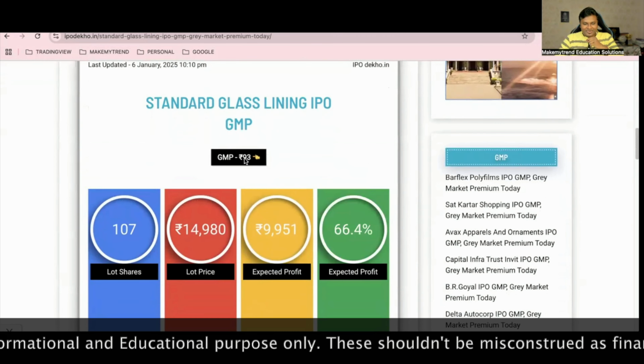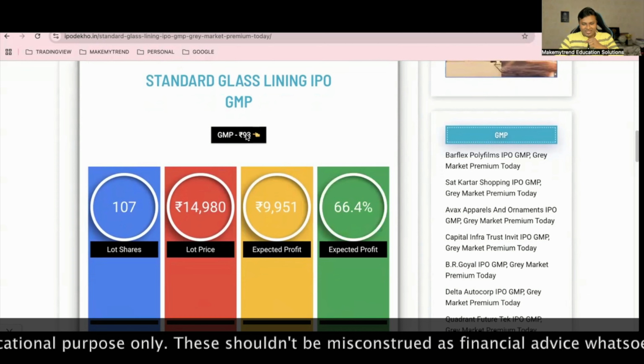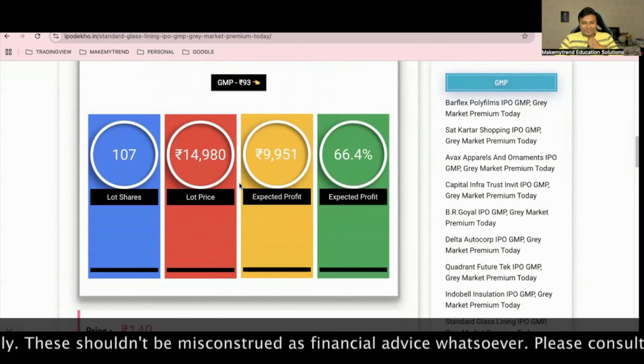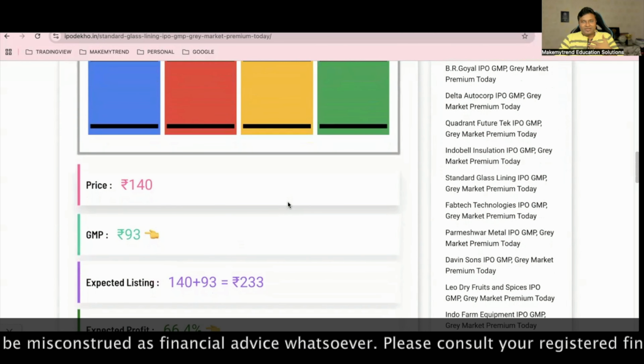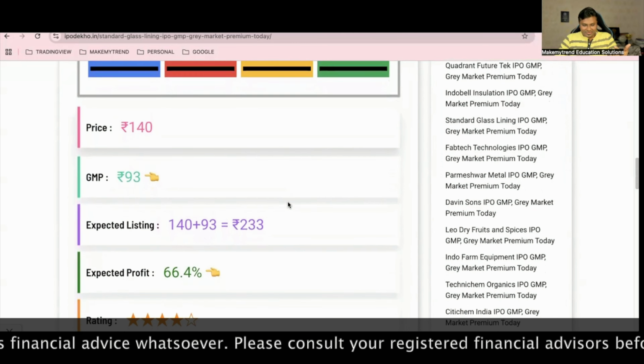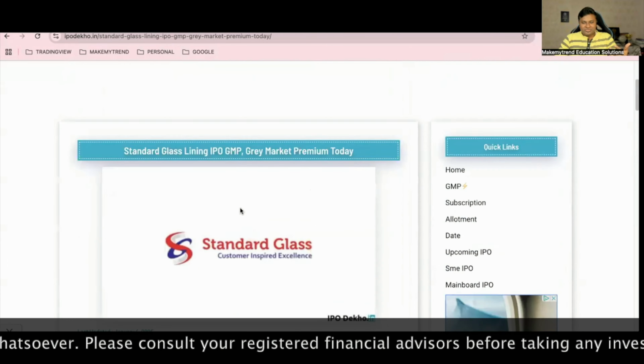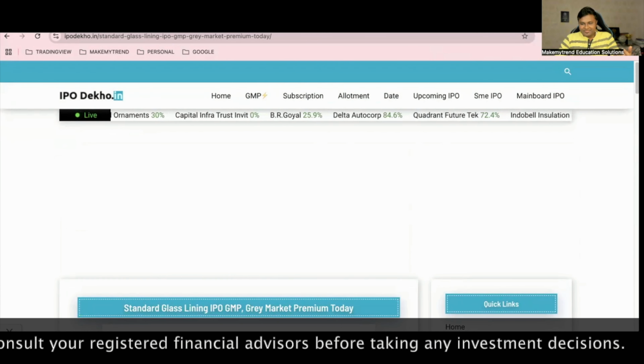So the current price of the GMP is whatever the numbers are, and what is the expected profit. By the way, these numbers are all hypothetical. So these are some of the expected profits, how much it will be. You will be able to find the GMP price from this website which I'm showing you right now.